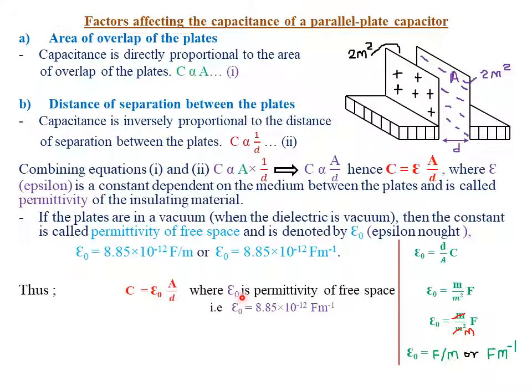Of course, where epsilon naught is just the permittivity of free space, which is 8.85 times 10 power negative 12 farad per meter. So I want to show you how we are arriving at the units of farad per meter. From this equation, if I make epsilon naught the subject of the formula, I'll simply multiply both sides of this equation by the reciprocal of A over D. So epsilon naught will simply be equal to D over A times C.